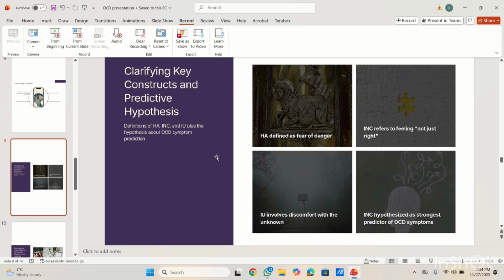And these are the issues and hypotheses. Harm avoidance refers to a fear of danger. Incompleteness is the feeling that something is not just right, and intolerance of uncertainty involves being unable to handle unpredictable situations. And the authors predicted that incompleteness would be the strongest predictor of OCD symptoms.